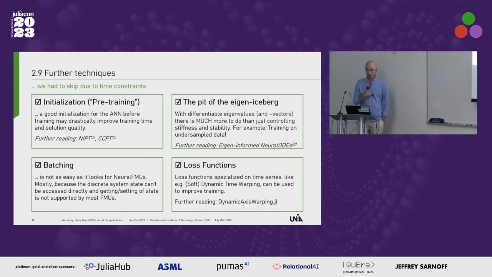There were some things we couldn't mention during timing restrictions, but they are too important to skip completely. One could drastically improve training performance by using initialization, often referred to as pre-training. So you can do collocation on this structure as well, and or a neutral initialization, which is even a little bit better than initializing it with identity. Batching is far not as easy as I showed it today with FMUs because there's a so-called discrete system state, which is not accessible from the outside. So we need to do some memory copy and paste stuff to get this working.